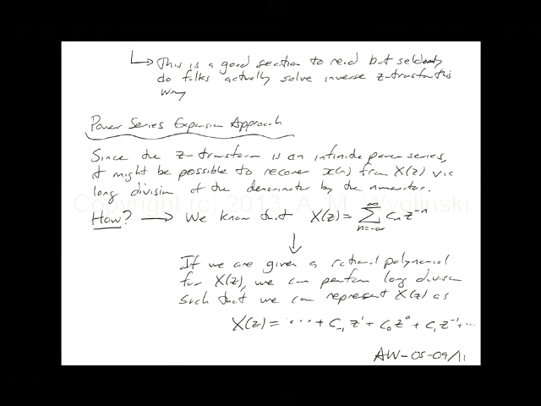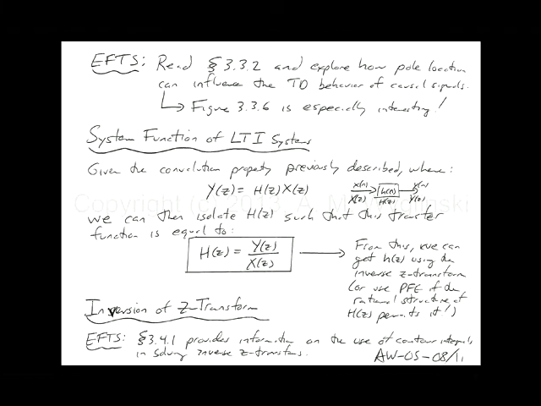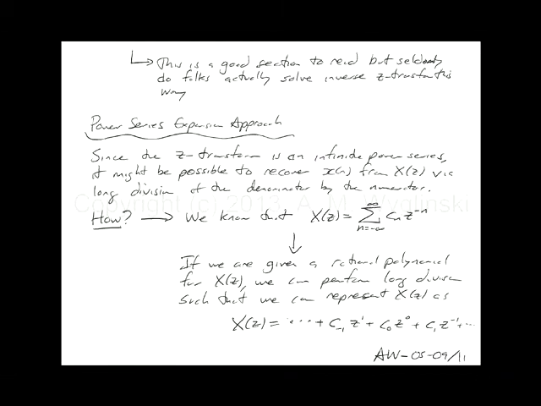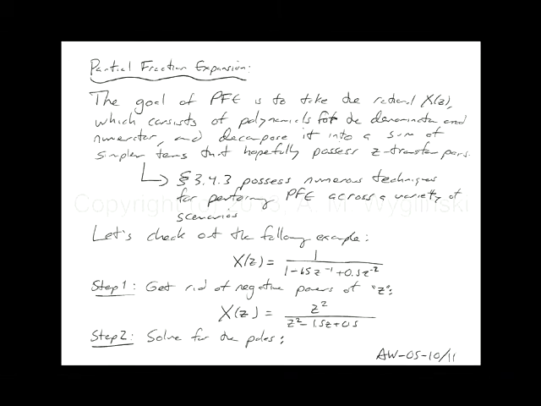So how do we do it? So how do we take the inverse of the Z transform? So let's cut across to partial fraction expansion. So the way you do PFE, and your homework, your problem set that will be posted tomorrow, is full of PFE problems, right?